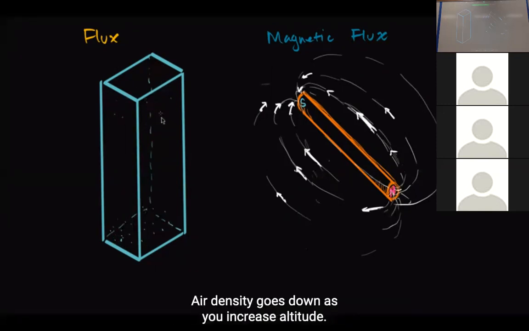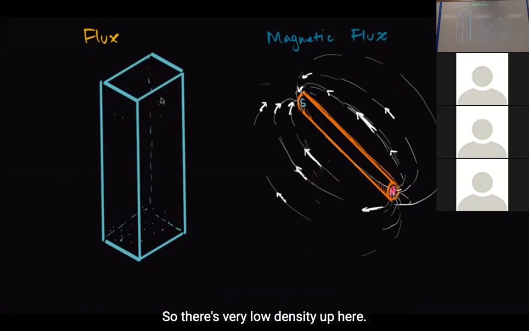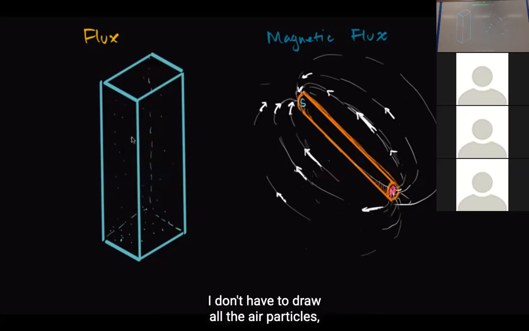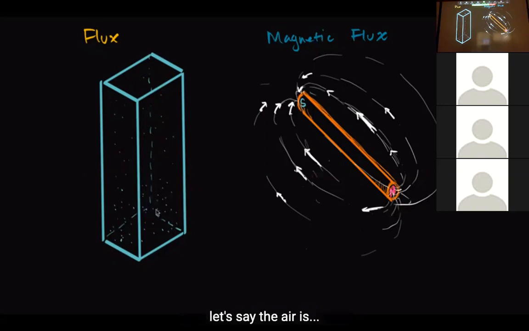Air density goes down as you increase altitude. So there's very low density up here. This is in between. And there's a lot of air down here, and the air is moving. Let's say these are some of the velocity vectors of the air.